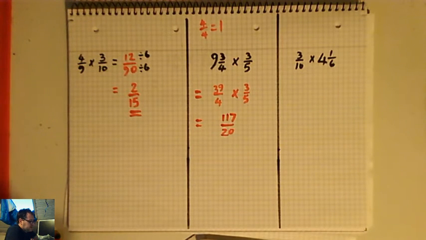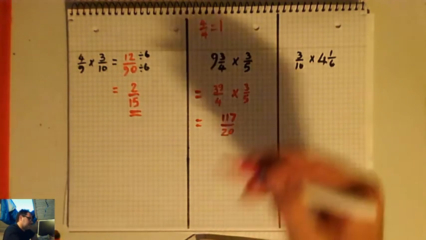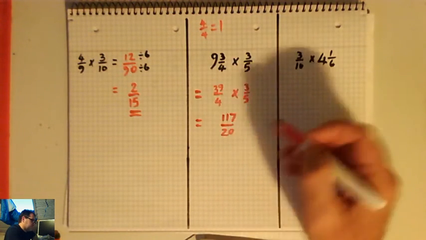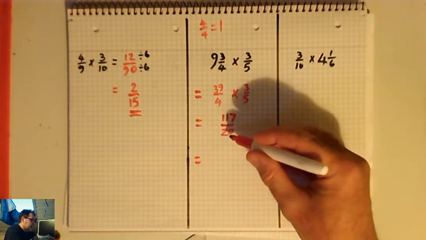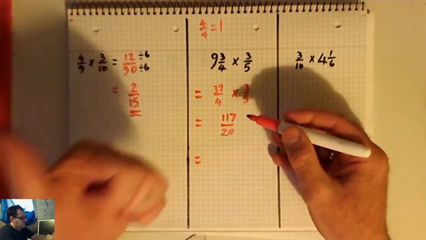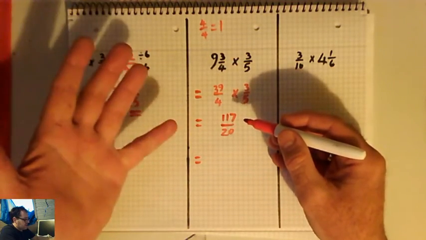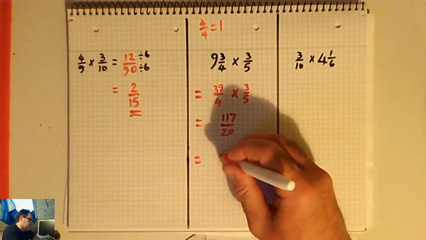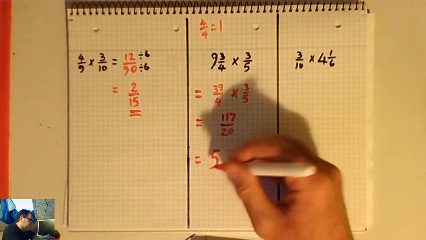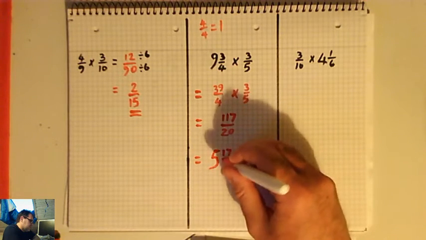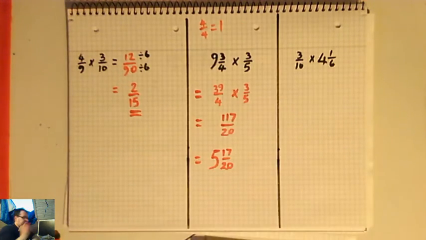Now, I'd ideally like my final answer to be a mixed number. That is to say, not a top-heavy fraction, but a number with a fraction. So I need to say to myself, how many times does 20 go into 117? So 20, 40, 60, 80, 100, and then 120 is too much. So 20 goes into 117 5 times to get 100, but then we've got 17 left over, so it's 5 and 17 20ths.